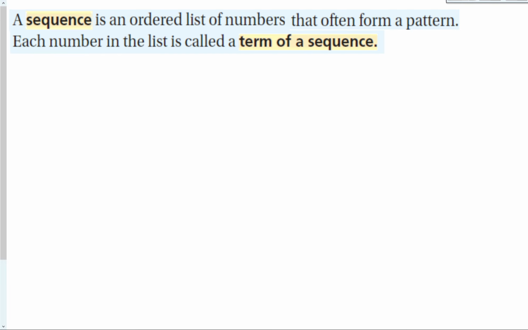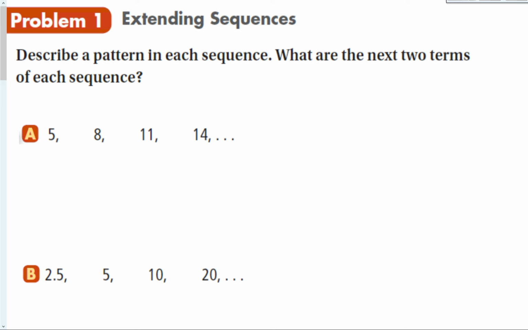A sequence is just an ordered list of numbers that often form a pattern. And each number in this list is called a term in the sequence. And once we find the pattern, we can figure out what the next terms or the next few terms of each sequence are. So first problem is to describe a pattern in each sequence, and then what are the next two terms?